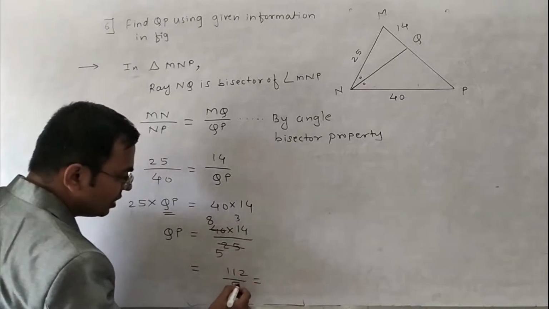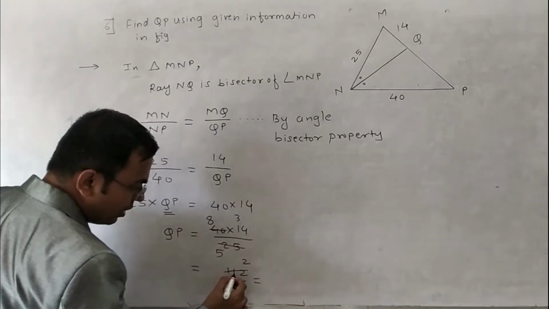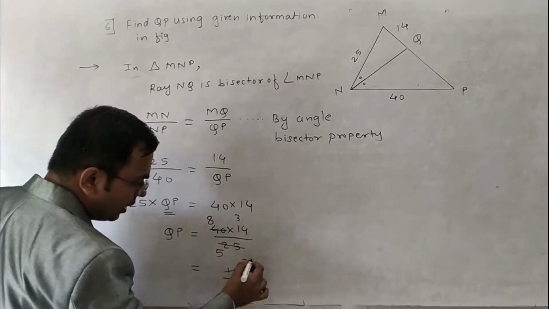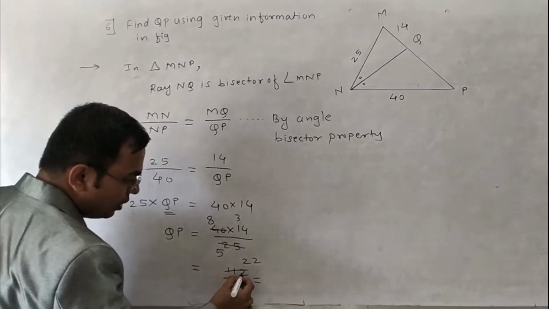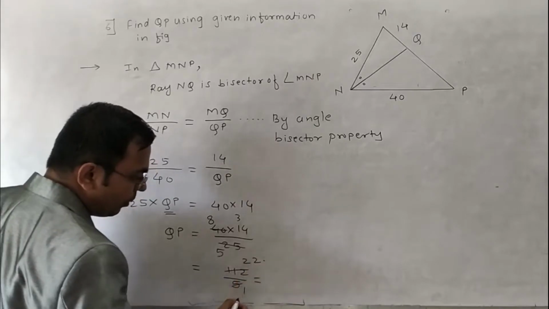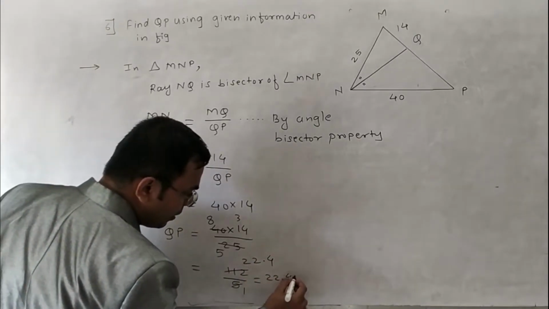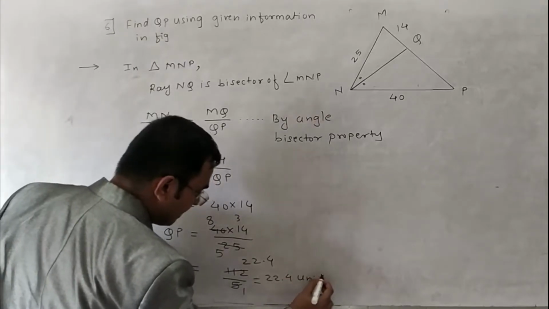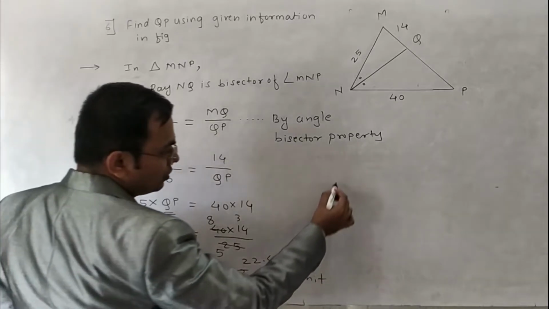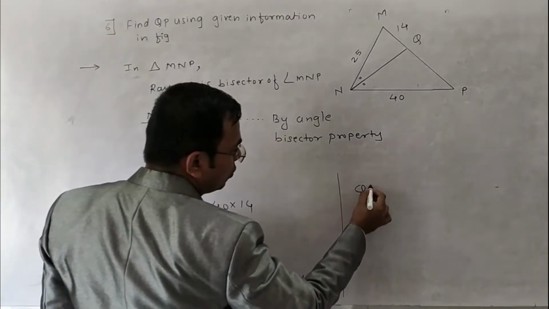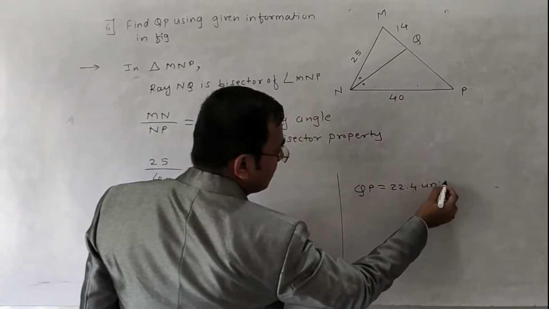So make it division. 5 1s are 5. 5 2s are 10. What remains? 1 remains. 1 and 2, 12. Again 5 2s are 10. What remains? 2 remains. Take decimal point. 5 4s are 20. So 22.4 unit. QP is how much? 22.4 units. So you can write here QP is equal to 22.4 unit.